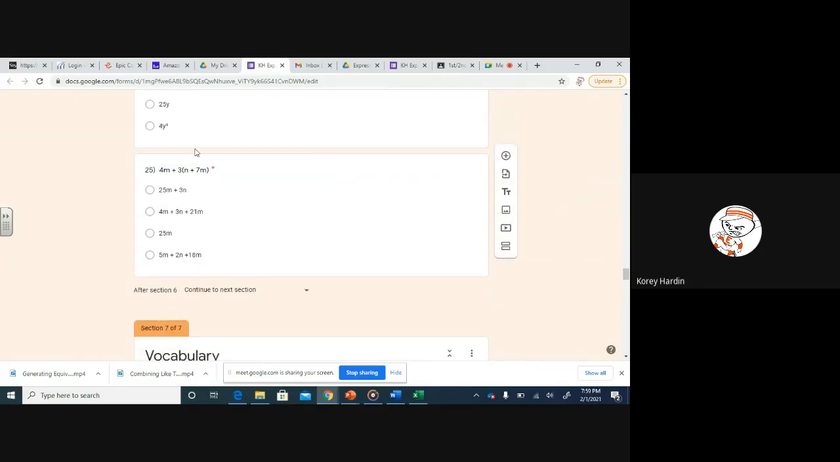Last one for this section, 25, is going to be 4m plus 3 times inside parentheses n plus 7m. And your answer choices for that are going to be 25m plus 3n, 4m plus 3n plus 21m, 25m, or 5m plus 2n plus 18m.